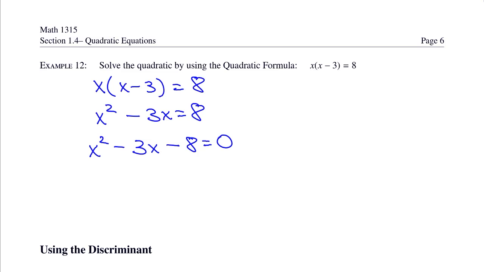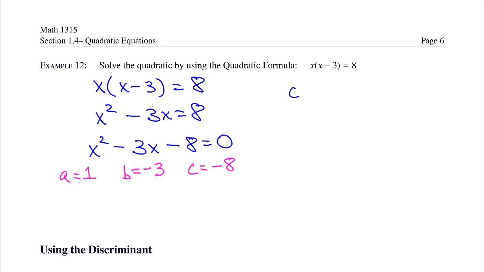Now we're ready to use the quadratic formula. We just need to figure out what all the letters represent. So the a is the coefficient of the x squared term. So a is equal to 1. The b is the coefficient of the x term, and it's negative 3. So don't forget to pick up the sign that's in front of each of these coefficients. C is the constant term. Don't forget its sign either. C is equal to negative 8.